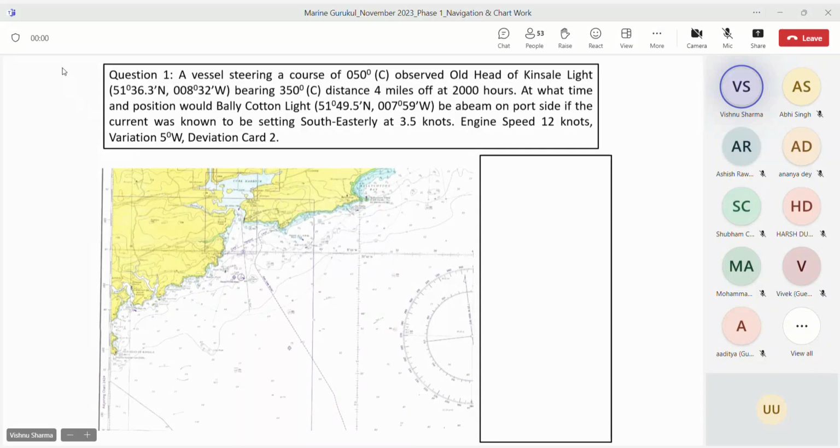In the question, 5 degrees west. Can you get the deviation and tell me? I don't want to give you a hint because some of you may make a mistake. But all of you use the deviation card and get me the deviation. I don't want to even say for what. That is up to you to find out from here based on our first lecture.